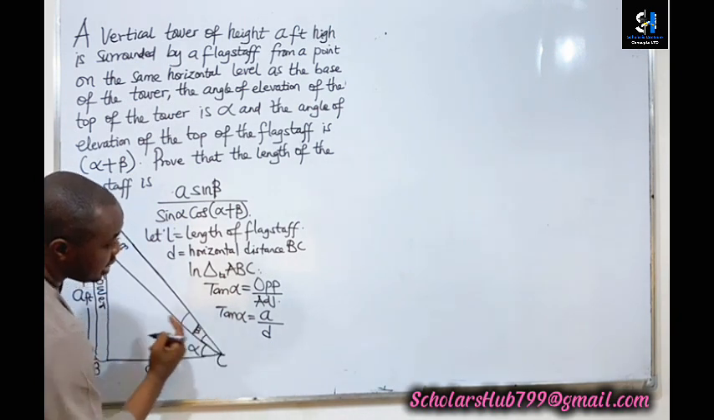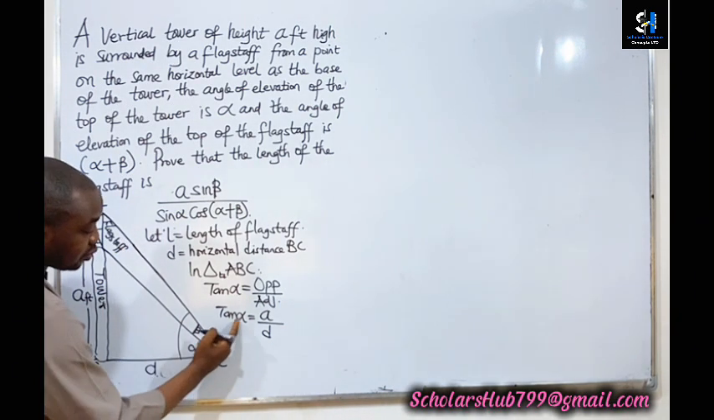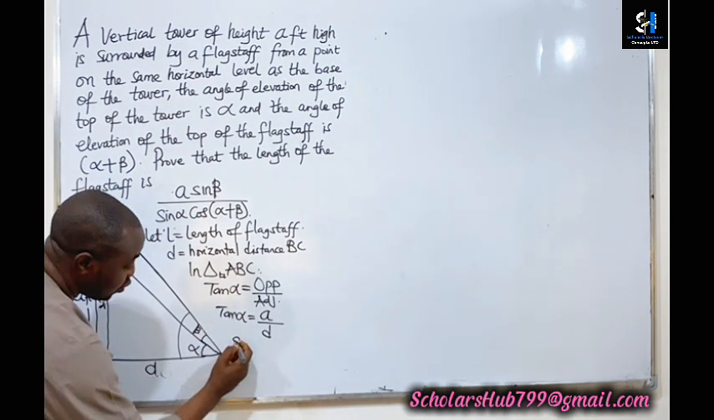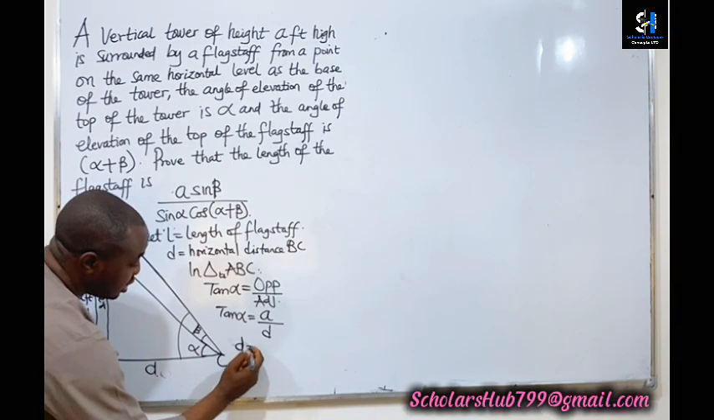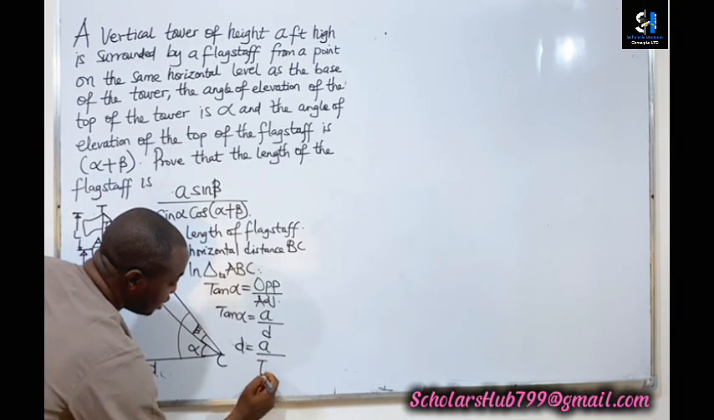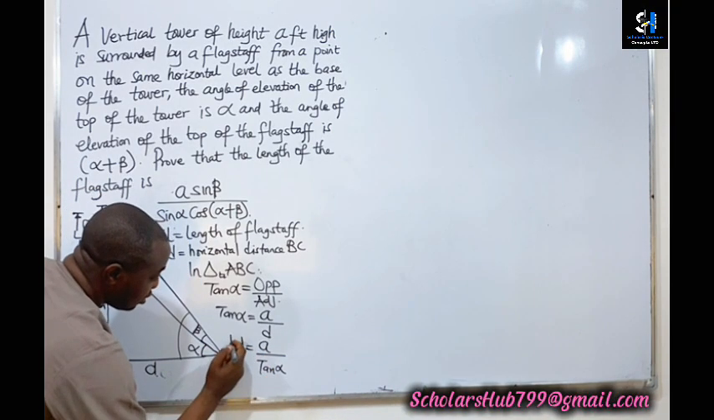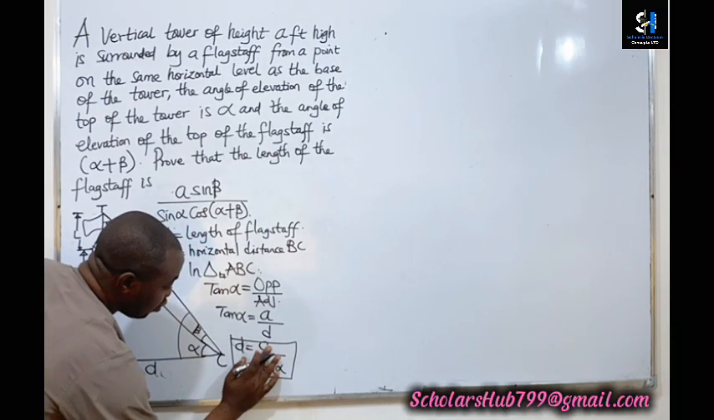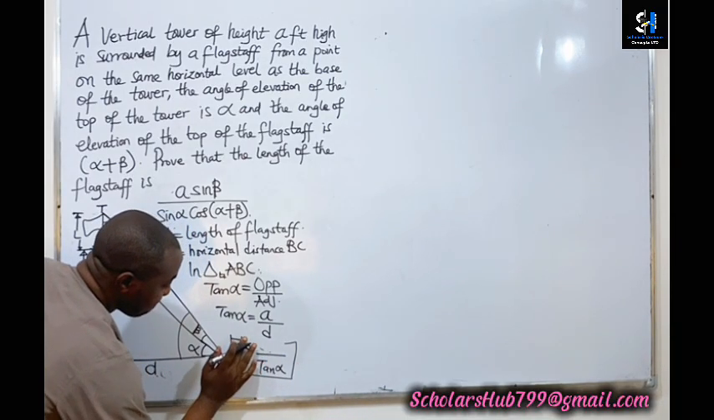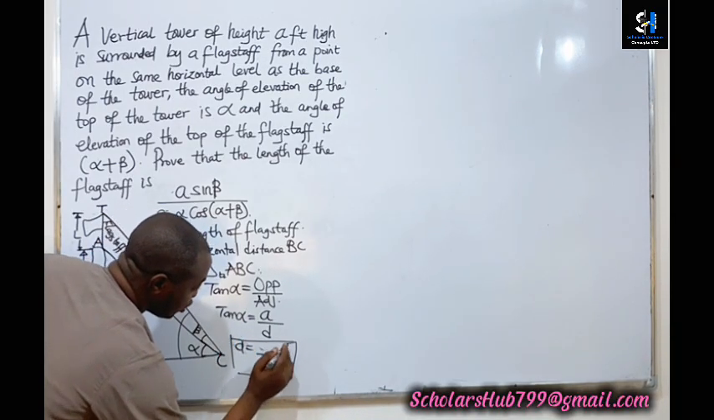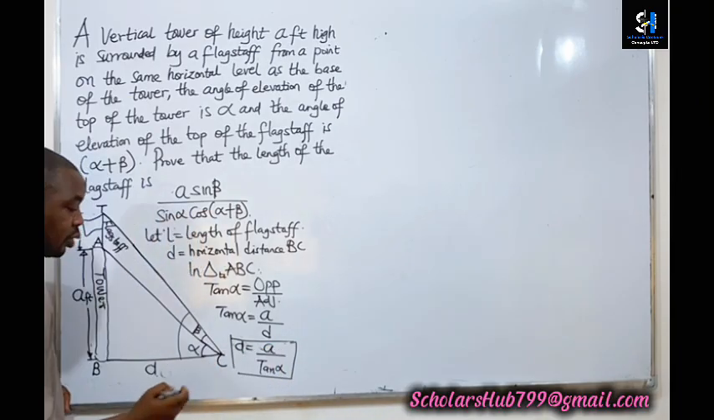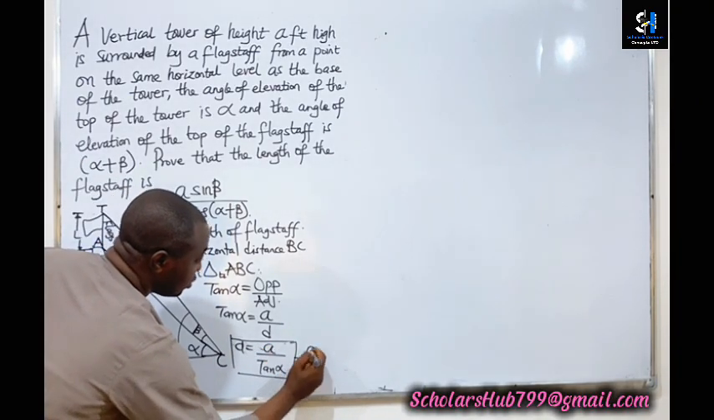Now let me express D in terms of A. In this case, D equals A divided by tan alpha. Let's call this equation 1.